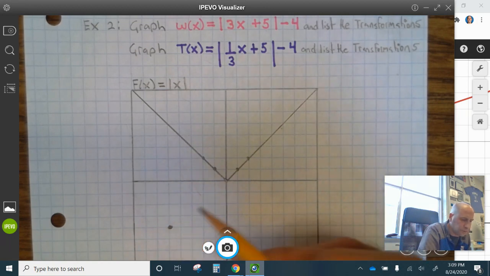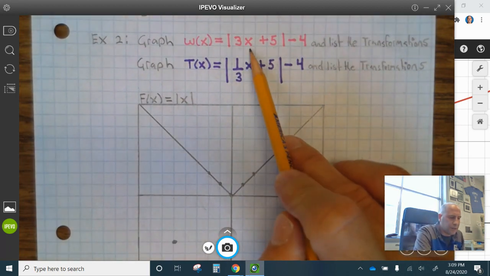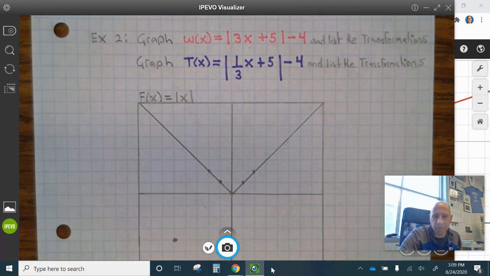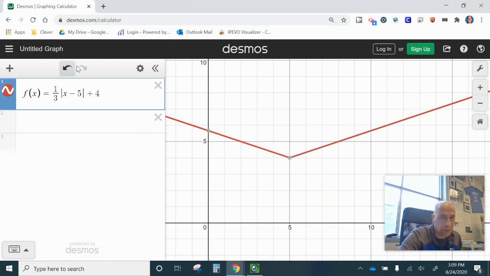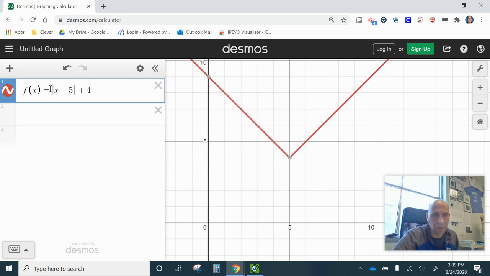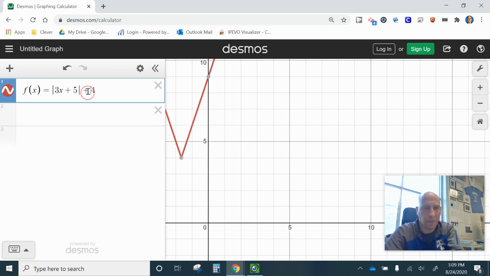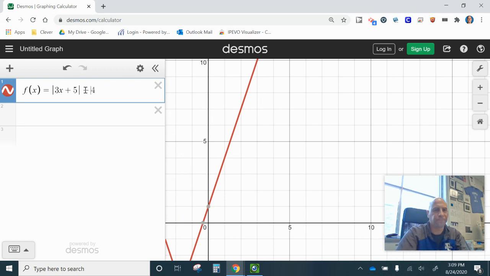Now because of that 3 in here, the most efficient way to graph is using Desmos. So now let's change this to take away that 3. The 3's here. This is a plus 5. And then this is a minus 4. Okay, so 3. And again, you want to double check, do you have that right? 3x plus 5 minus 4. And I'm going to move my graph here.